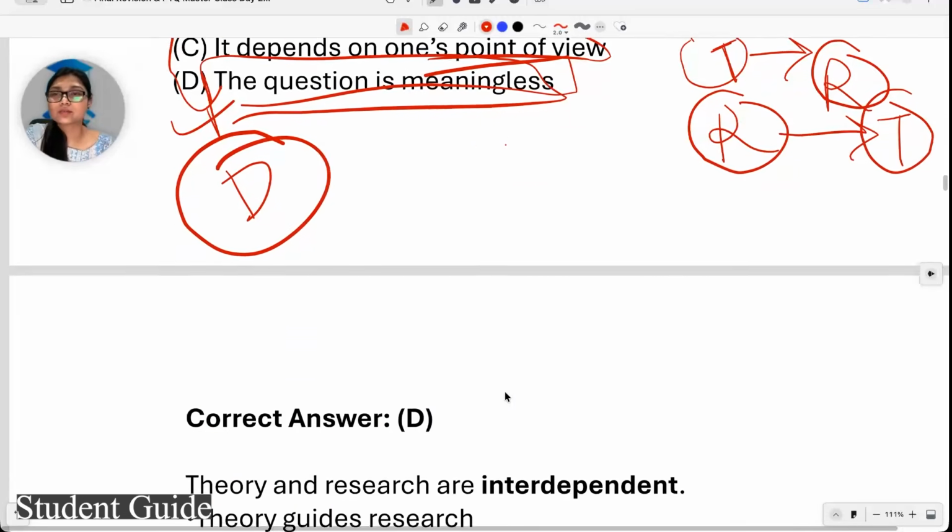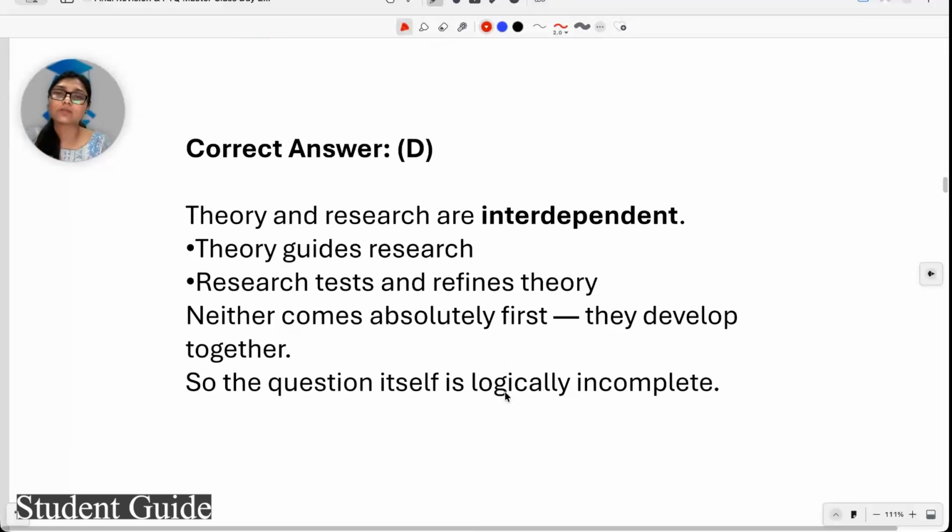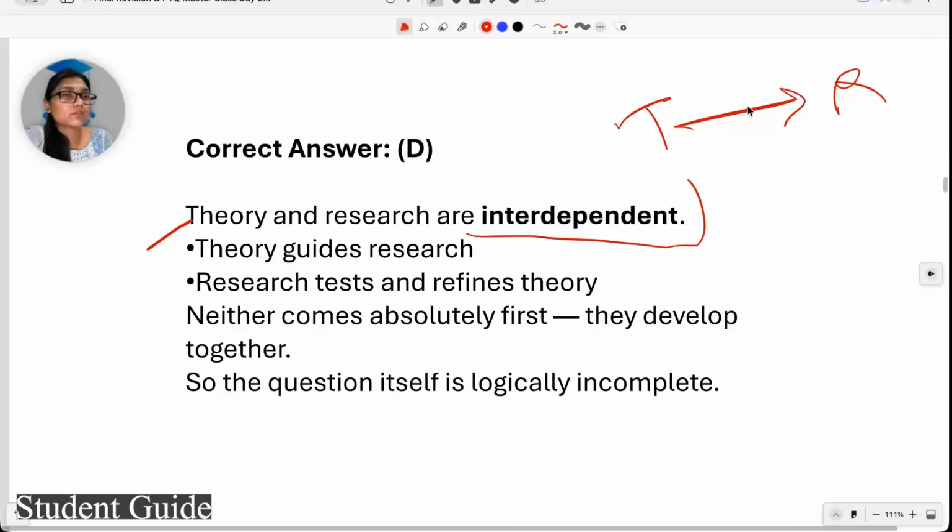But now, quickly understand the same from the explanation slide. Here I have mentioned that theory and research are interdependent. For example, there is a theory, you can do research on it, you can prove it or discard it, and there is already a research, after which you may form some theories. So these are interdependent, but you cannot say which one comes first, because nothing comes first in this field of theory and research.